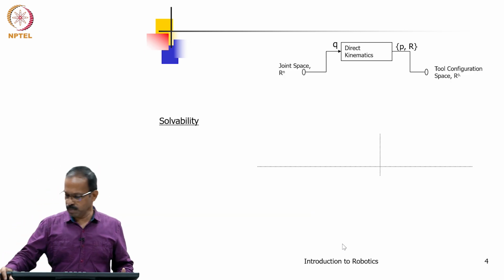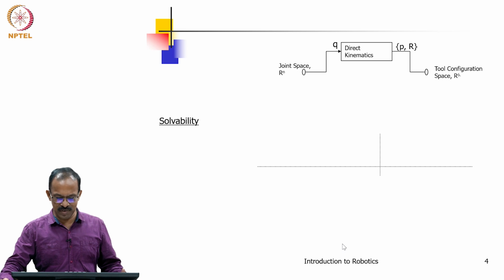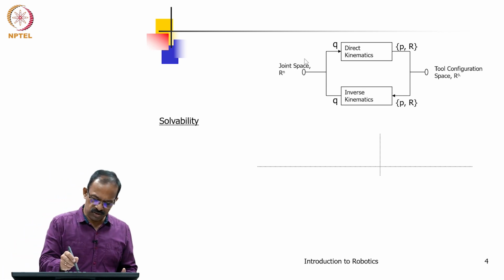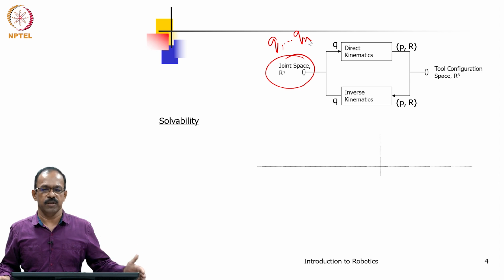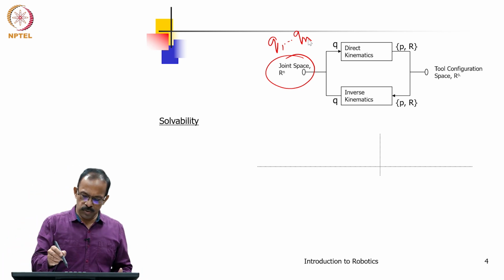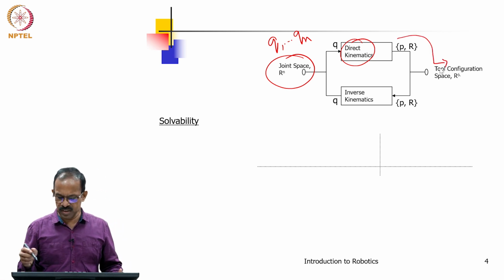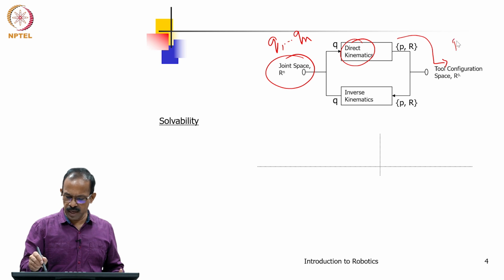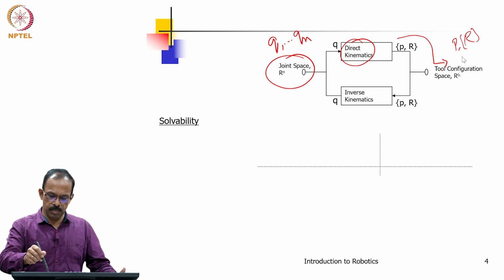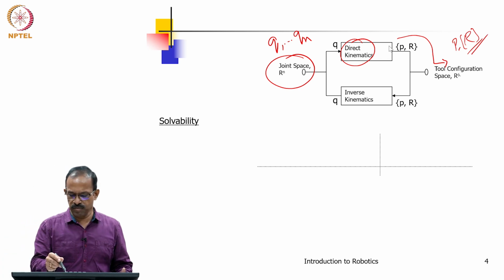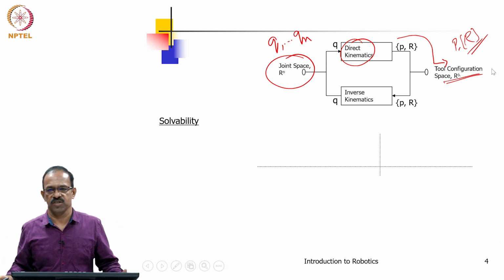Okay, so if I represent this relationship between the direct and inverse kinematics, you can see that if you have the joint space parameters Q, that is q1 to qn, we call it the joint space, joint parameters, or joint variables. Now, we use the direct kinematics, or the forward kinematics, to get the tool configuration space Rn, which is the P and R, that is the position vector and the rotation matrix. So, for any value of q, you will be able to get the position and orientation using the forward kinematics. We call it the tool configuration space.